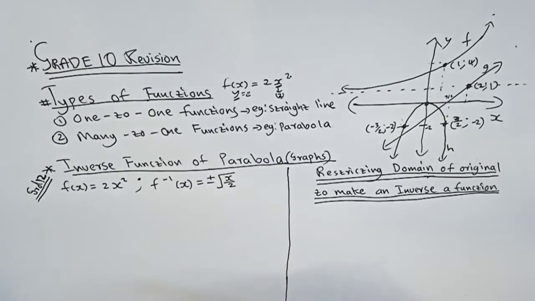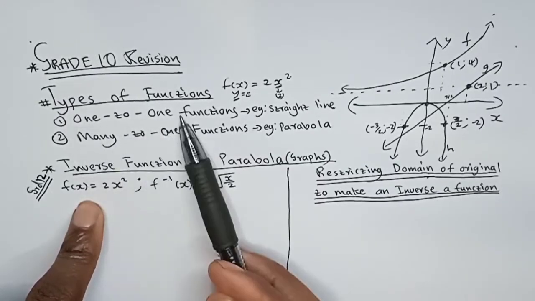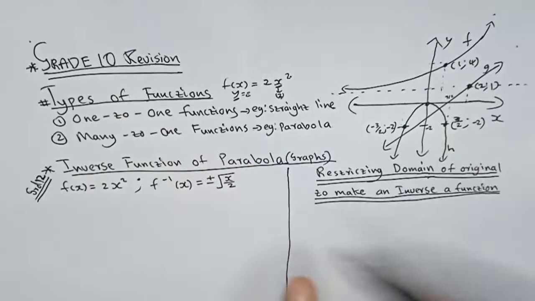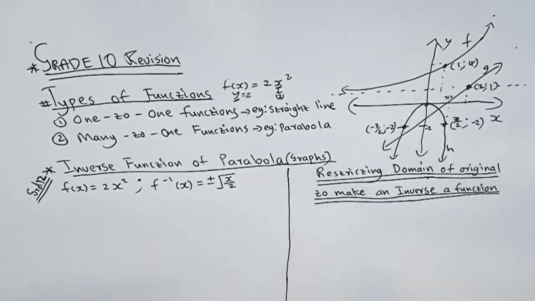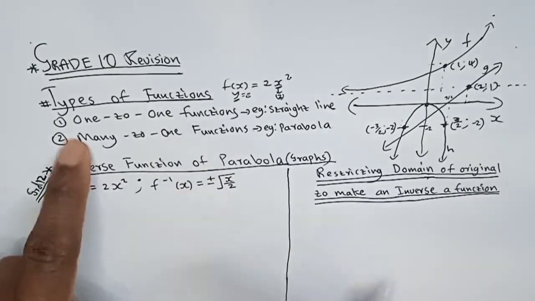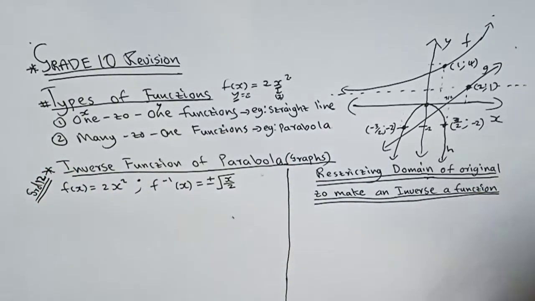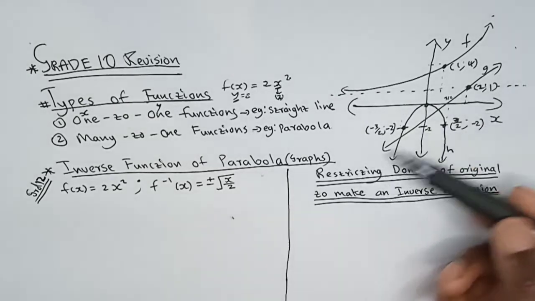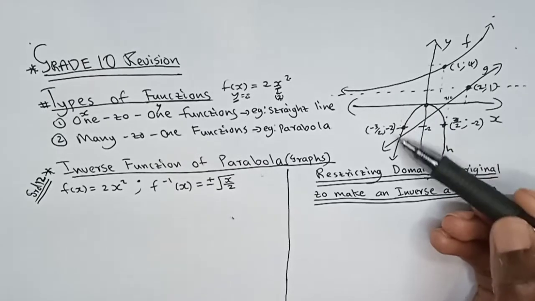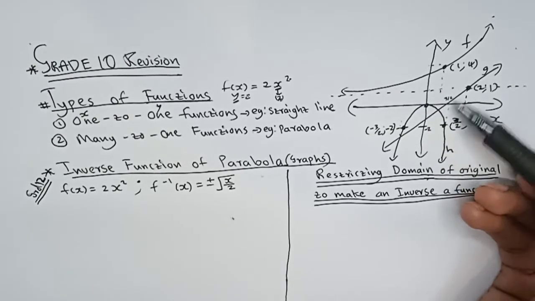So in functions, we have one-to-one functions and we also have many-to-one functions. A one-to-one function is basically, an example is a straight line. When you say one-to-one, we are talking about one x value versus one y value on each and every point on the graph. So as you're moving along the graph, you realize that we always have one value of x versus one value of y, one value of x versus one value of y, just like that.